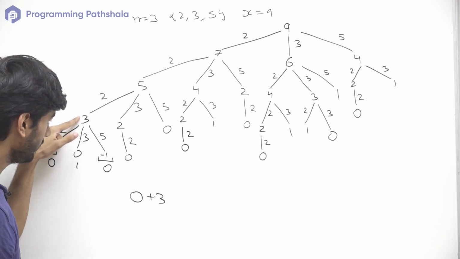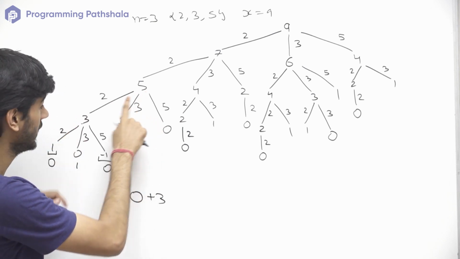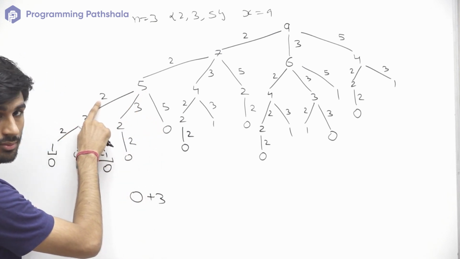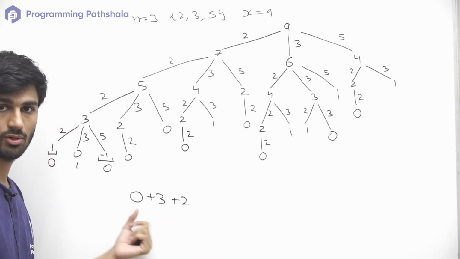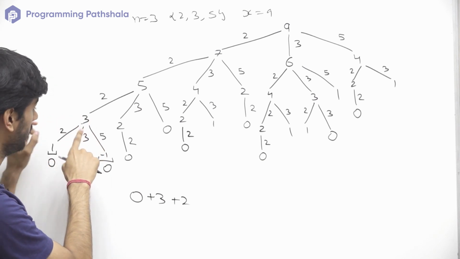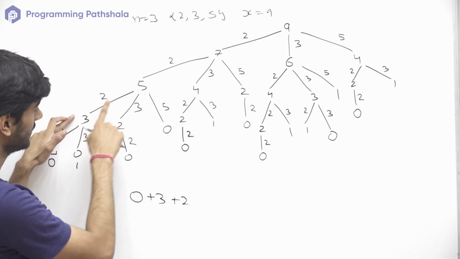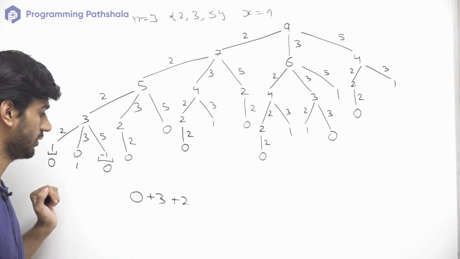Now, because there is one way to get a sum of 3, we can say there will be one way to get a sum of 5 if we pick a coin with value 2. Because in this way, we can just add one coin with value 2 and we'll get a sum of 5, right? So because we had one way to get a sum of 3, there will be one way to get a sum of 5 if we pick a coin with value 2, okay?